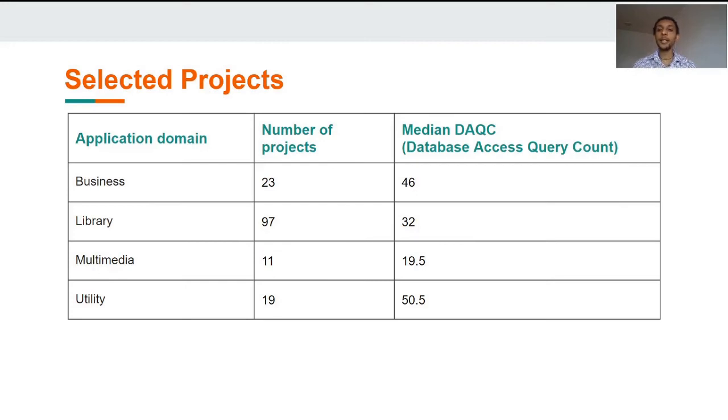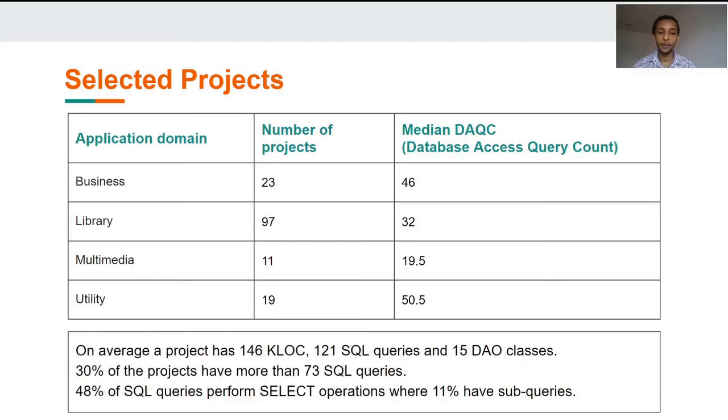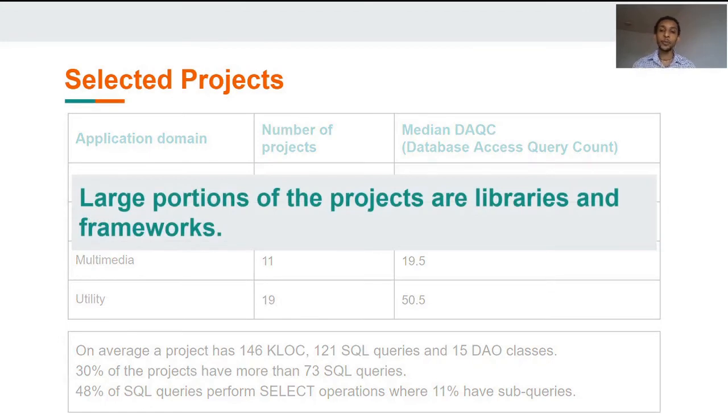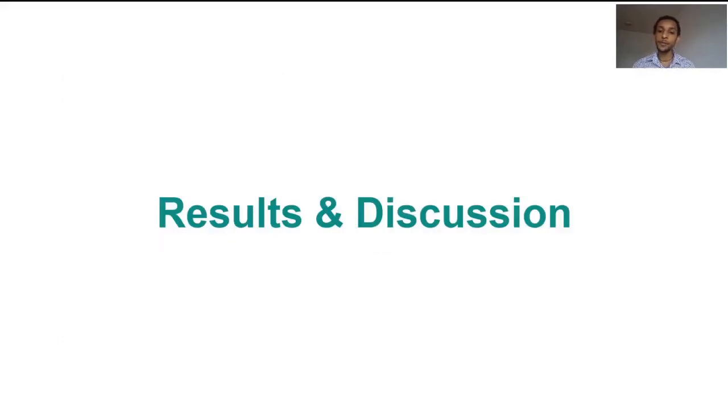Looking at the details of our sample projects, we divided them based on their application into 4 groups. You can see the median database access query count for each group of projects, for example, in utility and business, is higher. On average, we have 146 kilolines of code per project with 121 SQL queries and 15 DAO classes. In some cases, we have 48% SQL queries, where 11% of them have complex subqueries. So we can see that a large portion of those projects are libraries and frameworks.